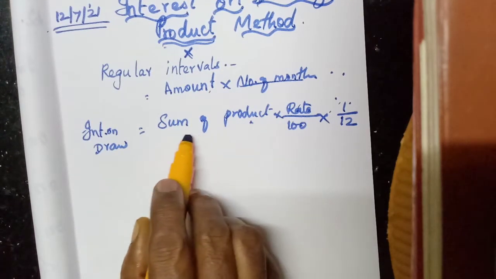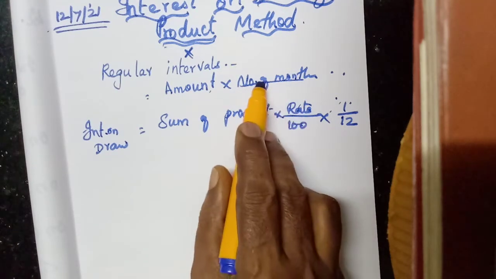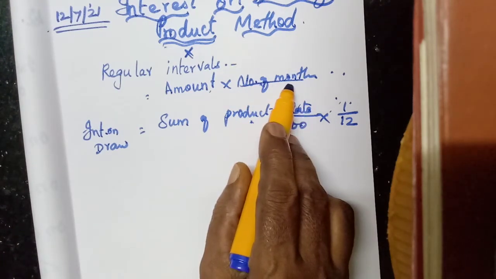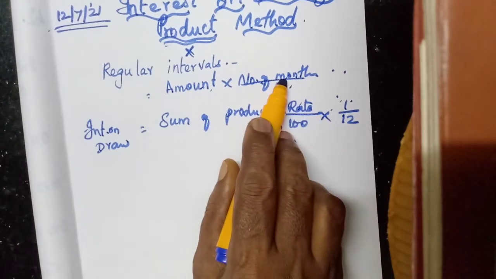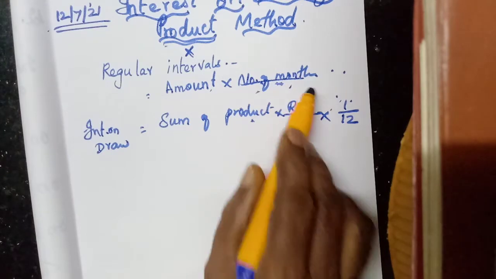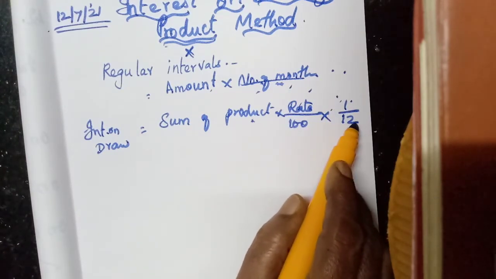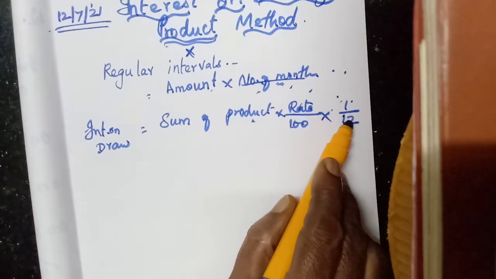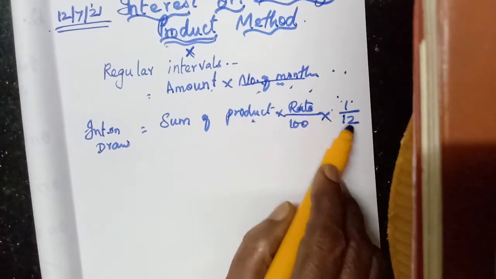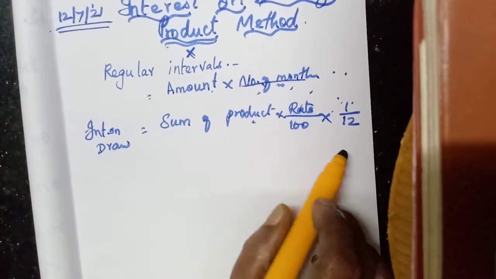Sometimes they will multiply by the number of days. Days also can be calculated. If we multiply by number of days, then we have to write 1 by 365 days. Here we are dividing by 12 for the month. There we have to write 1 by 365. That's the difference.